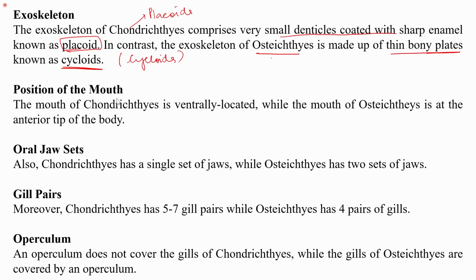Position of the mouth, as I was mentioning, the mouth position is different in both. So the mouth of the chondrichthyes is ventrally located, while in osteichthyes it is at the anterior tip of the body. So just at the tip it is located. Oral jaw sets: chondrichthyes has a single set of jaws, while osteichthyes has two sets of jaws. Both are having jaws. Both belong to gnathostomes.